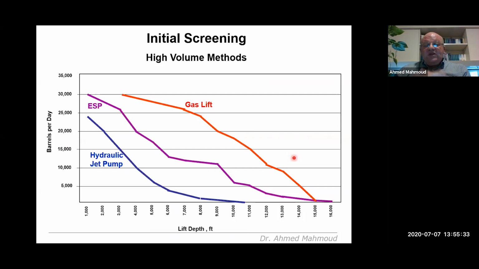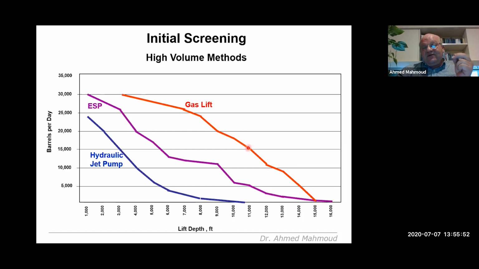So we take it step by step. First of all, there's an initial screening criteria, and the initial screening criteria can be related to depth. How deep is your well? And what volume do you need from the well?